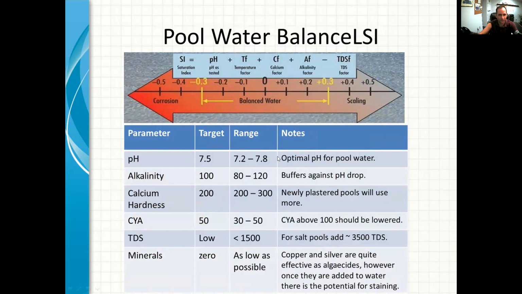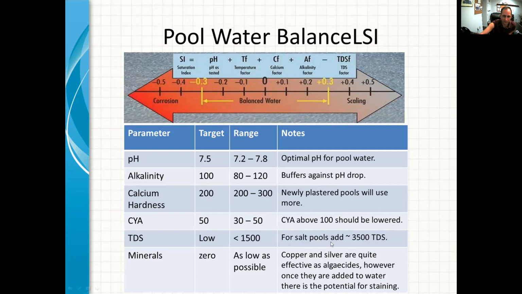Okay. So this chart is just showing your pH is optimal for pool water. Alkalinity buffers against the pH dropping. Calcium: on a newly plastered pool, some of the calcium in the water might actually diffuse into the plaster. So you want to keep it higher and the alkalinity higher as well, so you don't end up leaching calcium from the plaster, like we were talking about before. Let's see. So CYA. I just wrote 50 as a target, but between 30 and 50 is good. Above 100 should be lowered.